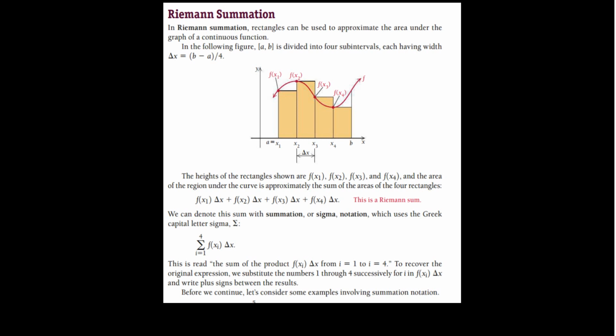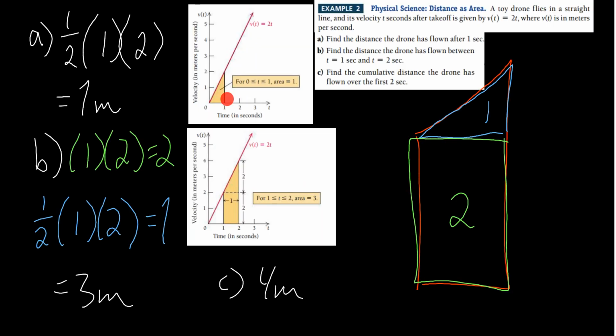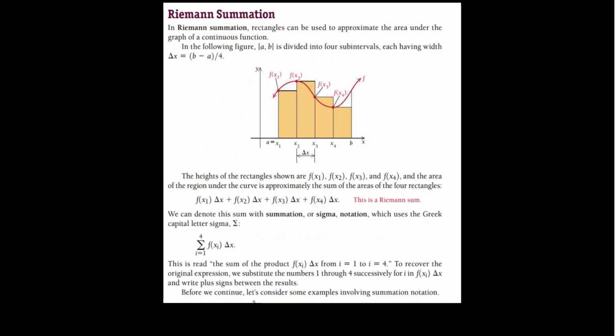Anyways, looking at this, we have x sub 1, x sub 2, x sub 3, x sub 4, and what we would do is find the area of each one of those and add them up, right? So we have the function of x sub 1, and then the delta x, the change in x, which is, for instance, from x sub 1 to x sub 2. We don't know what these x's are, but in the previous examples, the distance was just 1. But anyways, we add all those up, and then we end up with our Riemann summation formula here.